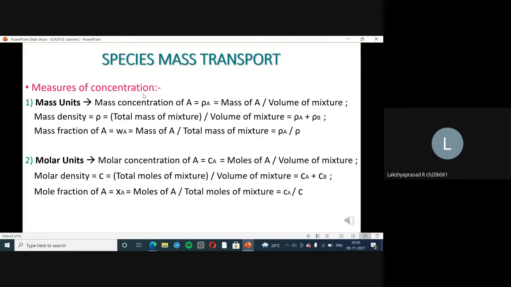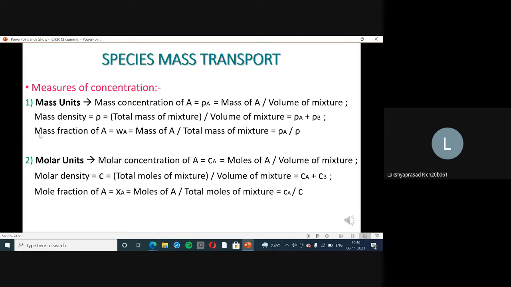In mass units we have first mass concentration of A, which is equal to rho A, defined as mass of species A divided by the total volume of the mixture. Then we have a mass density, denoted by rho, which is equal to total mass of the mixture divided by the volume of the mixture. Obviously, you can see that rho will be equal to rho A plus rho B.